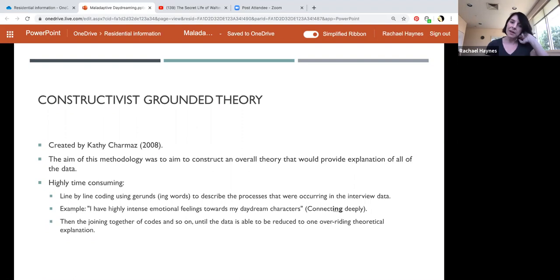So an example here on the slide, I have highly intense emotional feelings towards my daydream characters. Well, I coded that as connecting deeply. Okay, and then the next stage is the joining together of codes. So that's the focus coding. So all of the gerunds are joined together. If they're talking about mental health, then you would have a new gerund that would be explaining that. And you join and join and join and focus this coding and so on until the data comes up with some theoretical explanations. And then what you're looking to do is some coding that's theoretical. You're trying to join the theoretical codes together to come up with one theory that explains everything until you have reached the point of saturation. Okay, so that takes a lot of time.